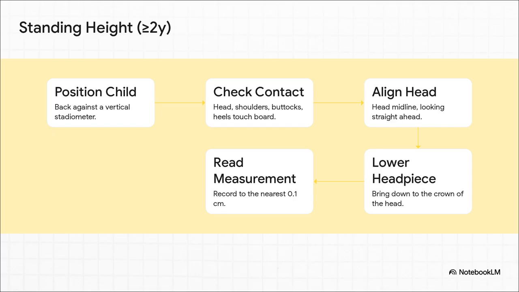Then, at age 2, we switch to standing height with a stadiometer, and technique is just as critical. The child has to be positioned with their back flat against the board, and you got to check for those 4 points of contact: head, shoulders, buttocks, and heels. Only then do you get the head aligned and bring that headpiece down for a good, accurate reading.